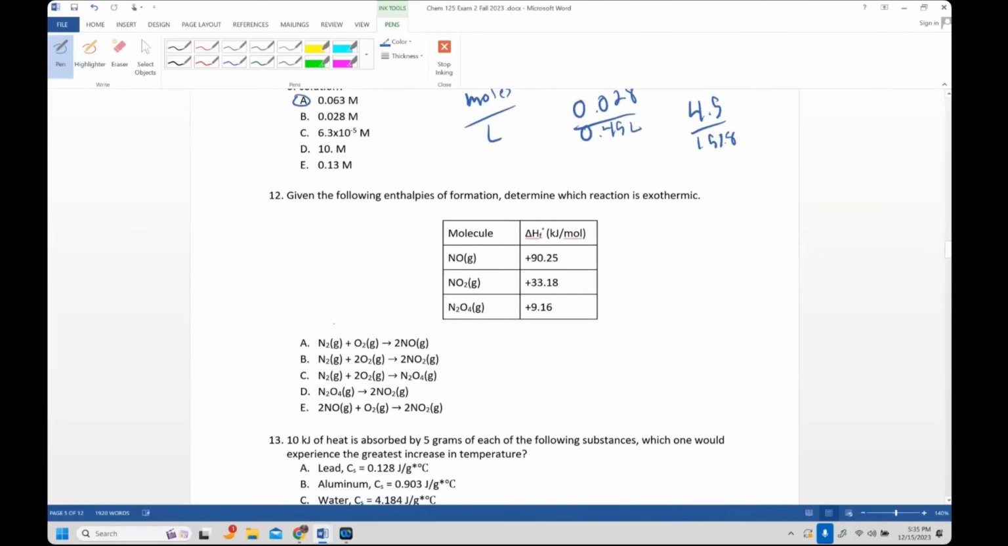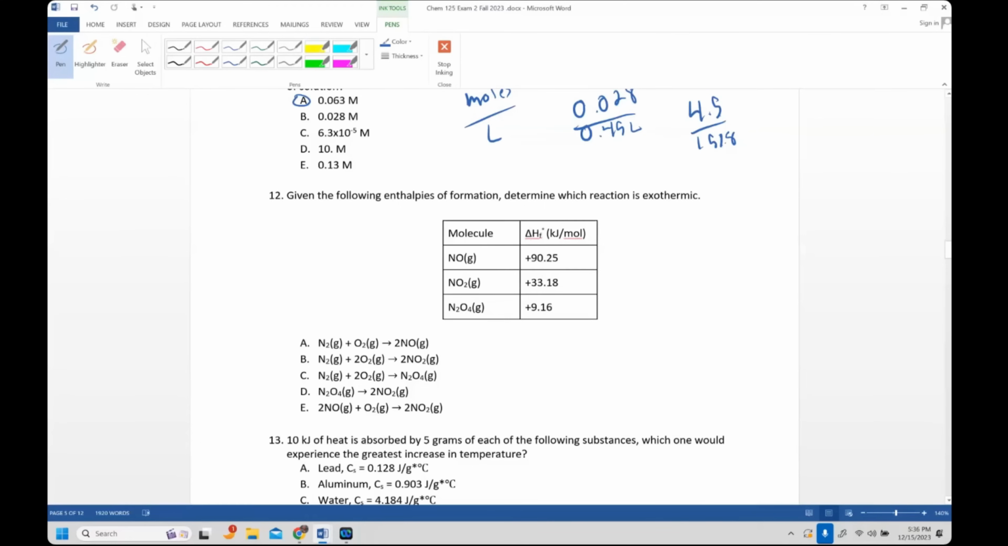Okay. So given the following enthalpy of formations, determine which reaction is exothermic. You can do products minus reactants for all of the answer choices, but the easier way is to eyeball it and narrow some down. The enthalpy of formation values are 90, 33, and 9. To figure out the enthalpy of a reaction, it's simply products minus reactants.